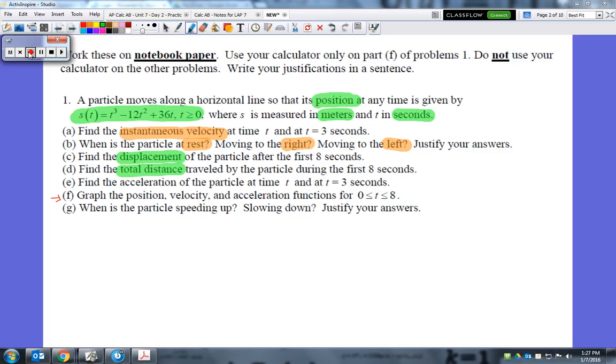And I mean, you are a lot faster than someone using the 84. You might have seen hints of that in the Edpuzzle. I'll show you today in real time. When is the particle speeding up? What do I care about when I see speeding up?